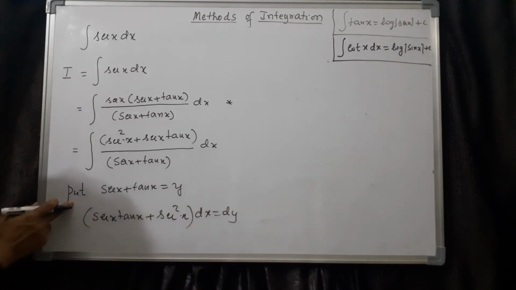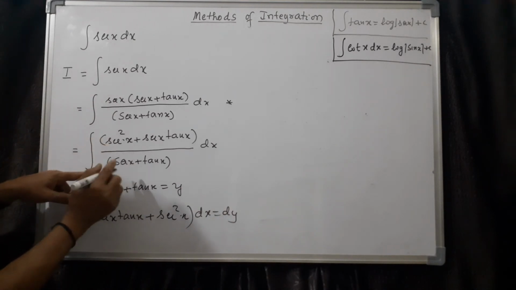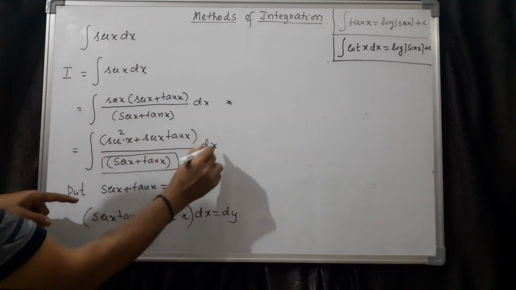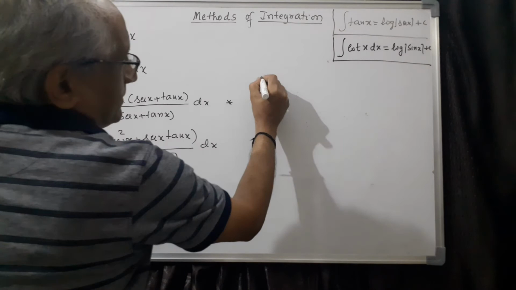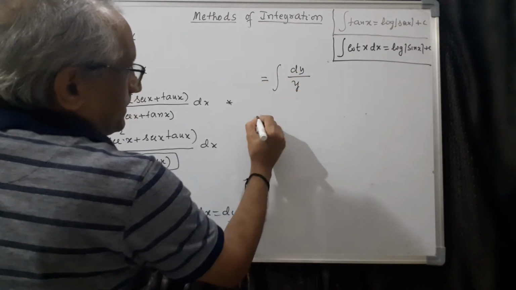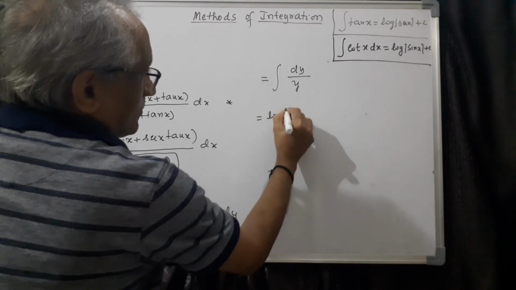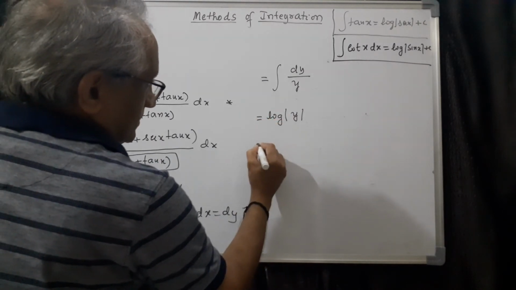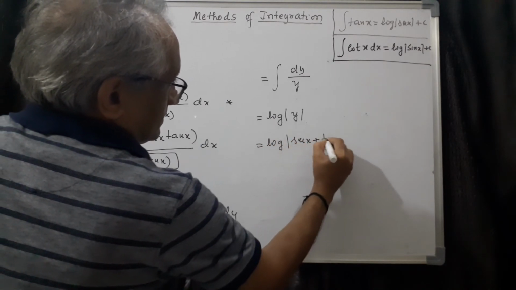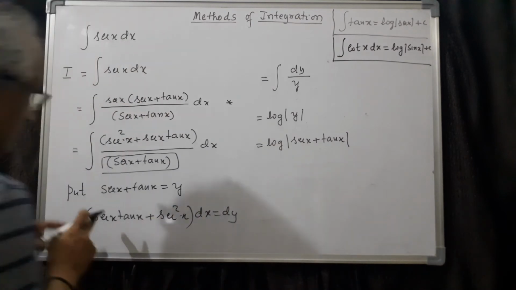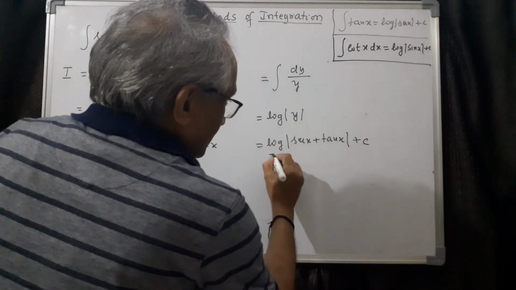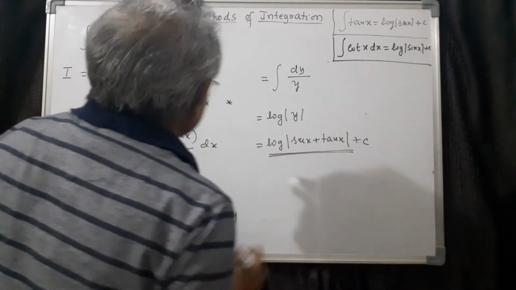So you can see here this becomes y, and the entire numerator becomes dy. So this will be equal to the integration of dy by y. This will be equal to once again log of mod y. So this will be log of mod secant x plus tan x, because y is secant x plus tan x. So of course plus c. So this is the formula you have to remember for secant x.